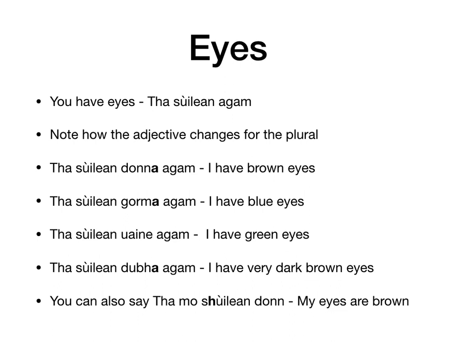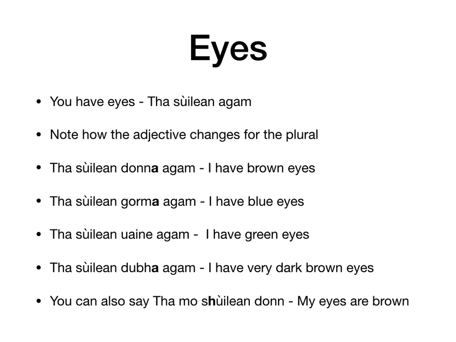Now, if you want to do eyes, you have eyes in Gaelic, they're not on you, they're in you, but you say ha sulin akam. I have eyes. So note how the adjective changes for the plural, and again, you'll see how it works. Ha sulin dauna akam. Ha sulin gorma akam. Ha sulin uanya akam. And ha sulin dua akam.